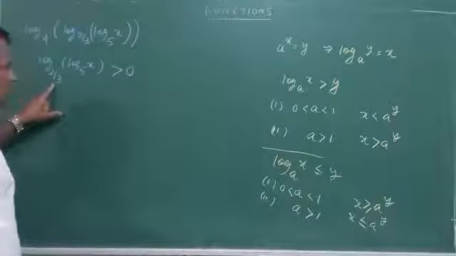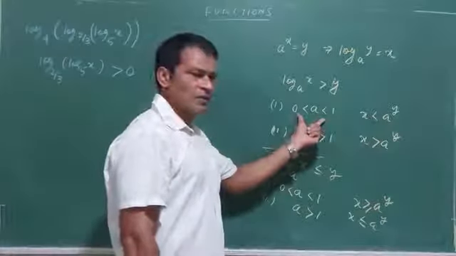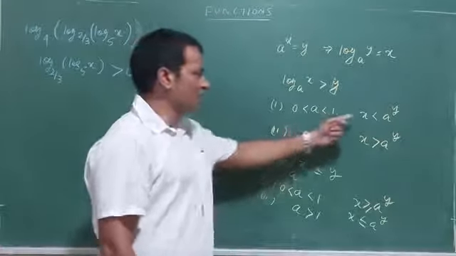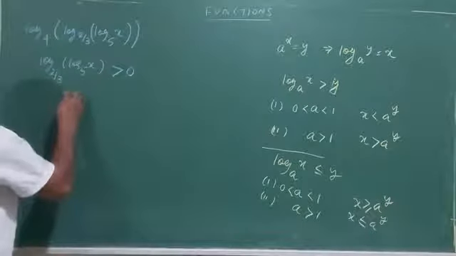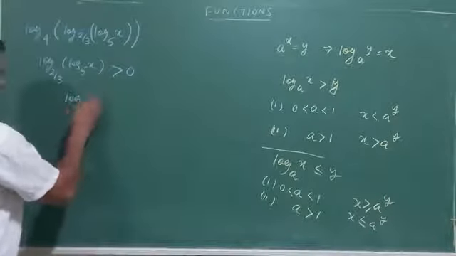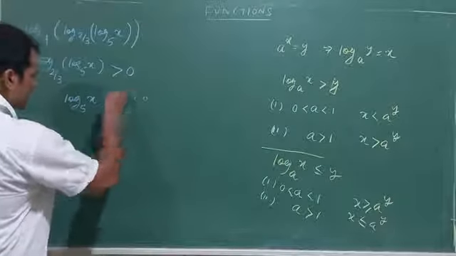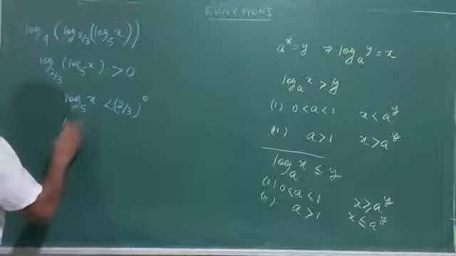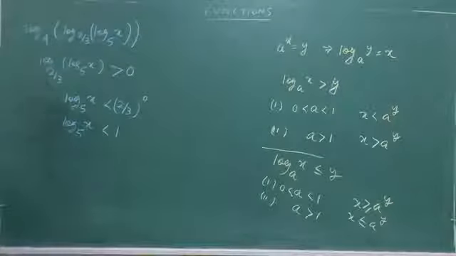But what is the base here? The base is 2 by 3, which is less than 1, but positive. So I go to this condition. This is x now. Log 5x is less than 2 by 3 to the power 0. So log 5x is less than 1.